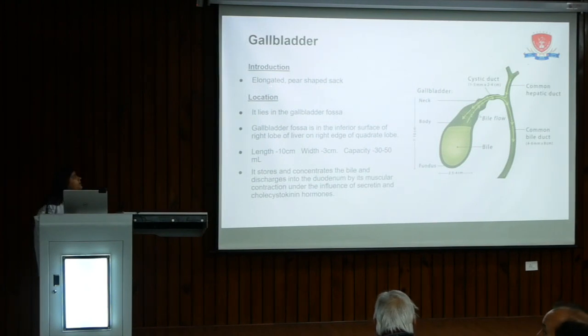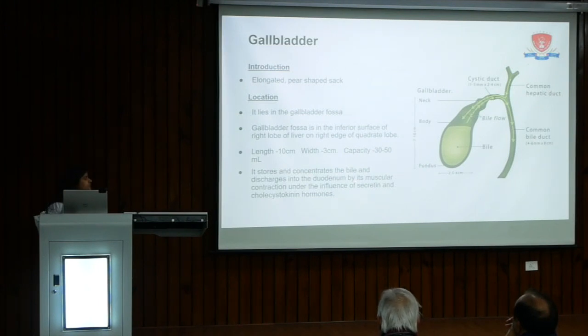Gallbladder. It is an elongated pear-shaped sac located in the gallbladder fossa in the inferior surface of the right lobe of the liver on the right edge of the quadrate lobe. It has a length of 10 cm, width of 3 cm and a capacity of 30 to 50 ml. The main function of the gallbladder is to store and concentrate the bile and discharge it into the duodenum by its muscular contraction, and this action is under the influence of 2 hormones, secretin and cholecystokinin.